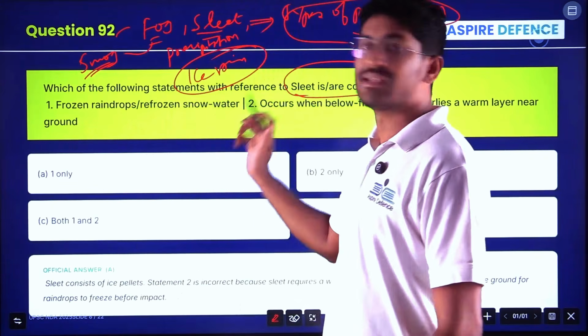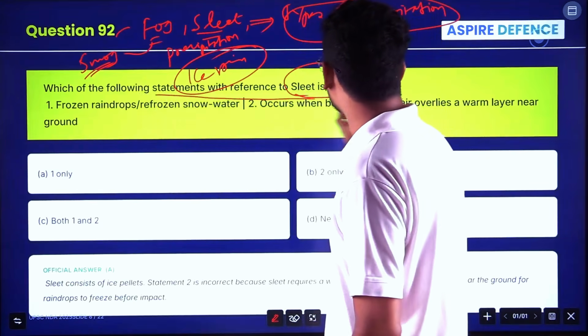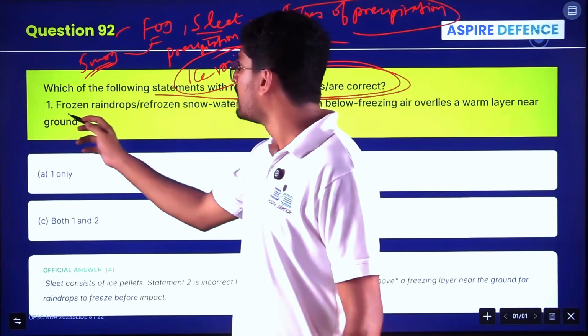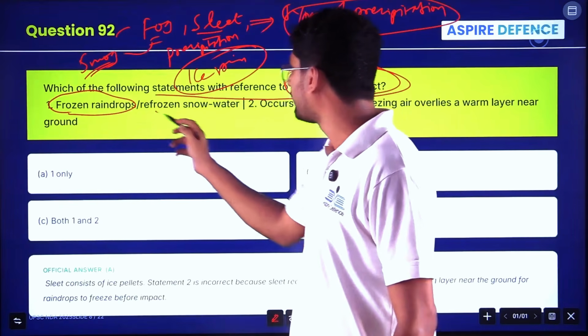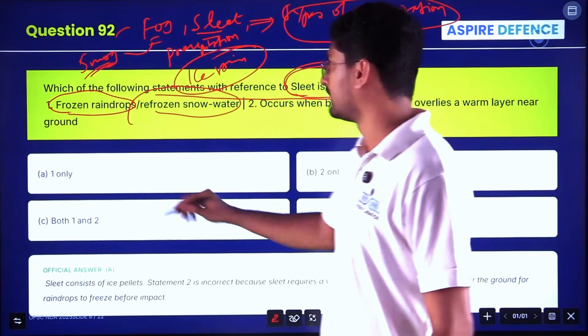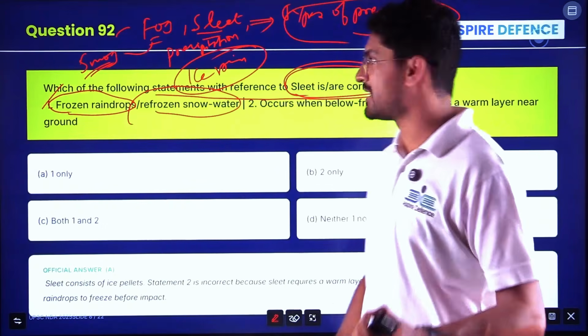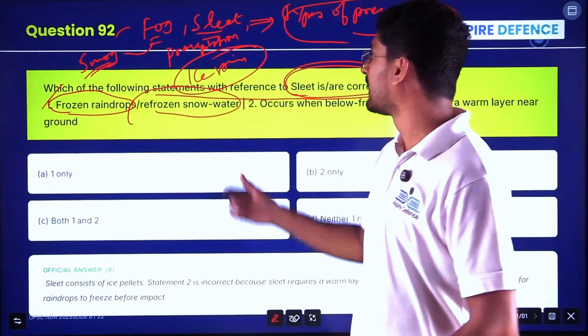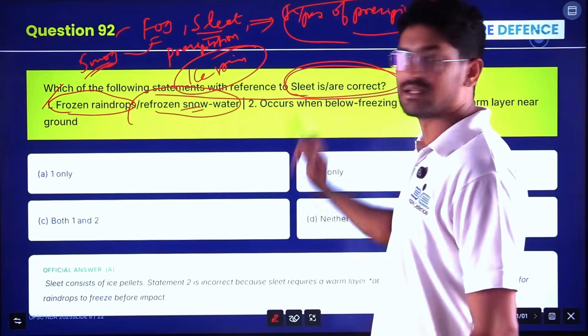Now the question is about sleet. Which of the following statements with reference to sleet are correct? Sleet is formed due to frozen raindrops or refrozen snow water. That is correct. Frozen raindrops, or snow becoming water and again refrozen, will form sleet.